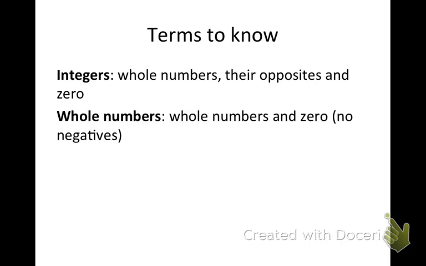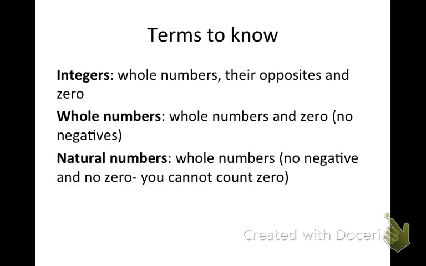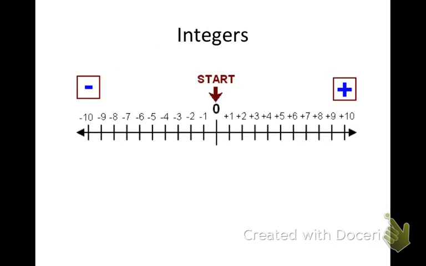Other terms to keep in mind, so please write this down. Whole numbers are whole numbers and zero, but there are no negatives for whole numbers. And the last term you'll need to know are natural numbers. So natural numbers are whole numbers. There's no negative and there is no zero. You cannot count zero. So those are natural numbers. Go ahead and write those in your notes. When you're ready to move on, go ahead and move on. If you need to pause the video, go ahead and pause the video.